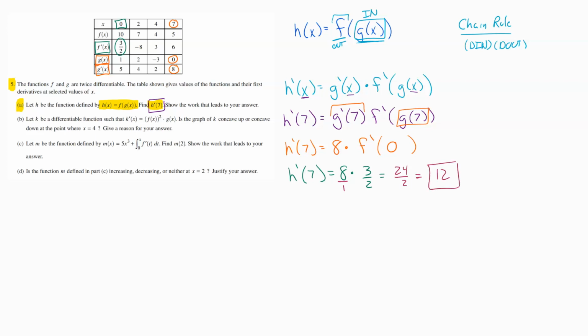For our final answer. So this would have been 2 points on the exam. You would have gotten 1 point for getting to this piece right here, and then you would have gotten 1 point for getting all the way down to that final answer.